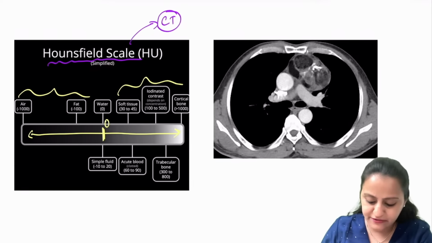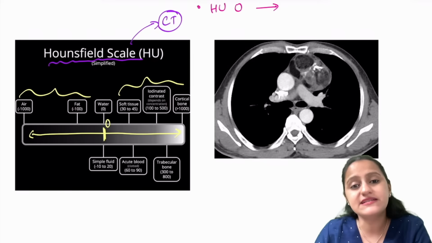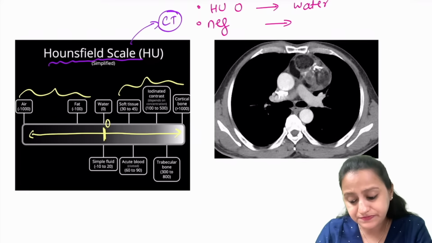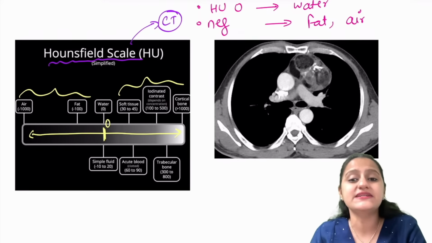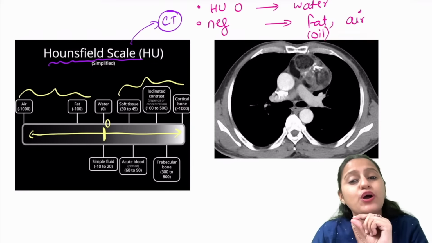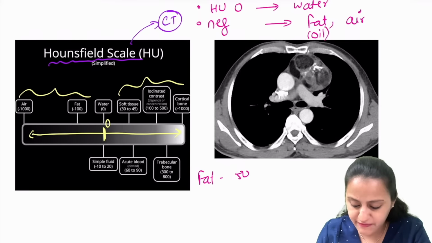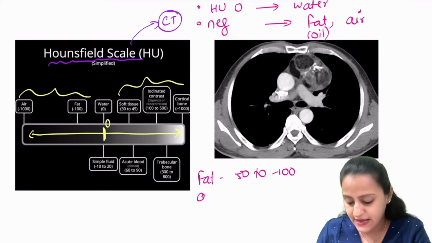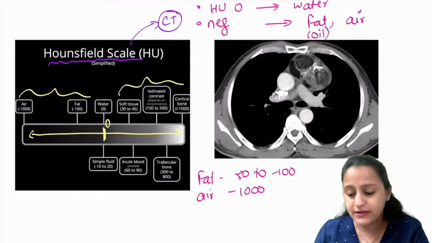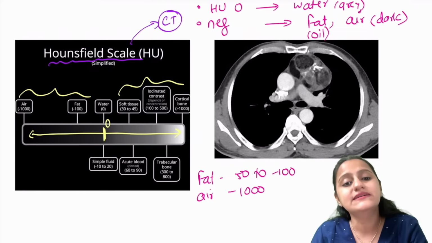So important points for HU value, very, very important. HU value 0, this is one of the recently asked questions, is for water. What has a negative HU value? Fat and air, because they are less dense. Remember, fat is like oil, so it is less dense than water, not more dense. Out of fat and air, fat is going to have HU value of minus 50 to minus 100. Air is going to be like minus 1000, more negative. So water appears gray, fat and air appear dark, they appear black on CT.